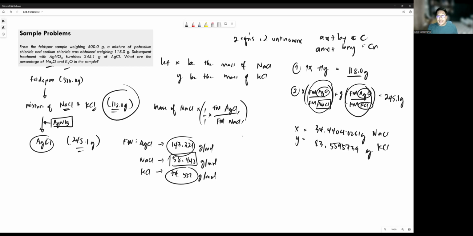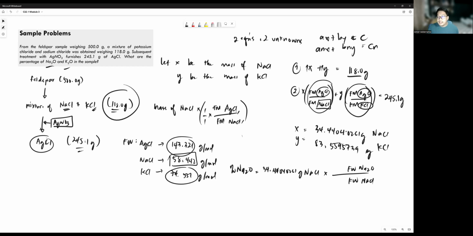So now we will be using again your gravimetric factor, your knowledge on your GF. So all you have to do is, for you to get the Na2O, you have to make use of the mass of your NaCl. So 34.44040261 grams NaCl. I-multiply natin siya sa GF. Ang GF natin is formula weight ng substance salt, which is your Na2O, over formula weight of substance weighed. Ang na-weigh na natin is your NaCl.